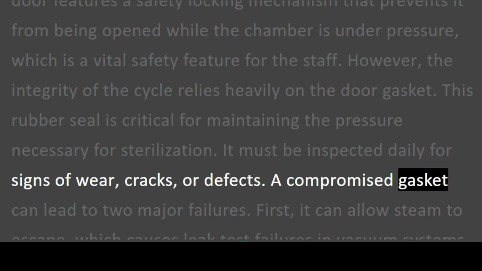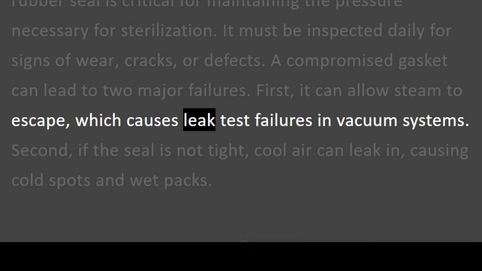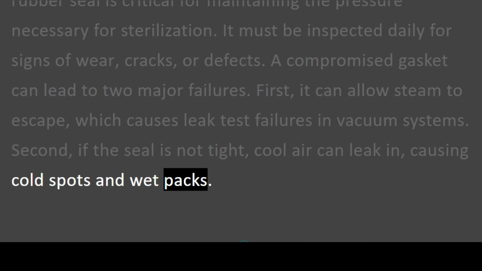A compromised gasket can lead to two major failures. First, it can allow steam to escape, which causes leak test failures in vacuum systems. Second, if the seal is not tight, cool air can leak in, causing cold spots and wet packs.